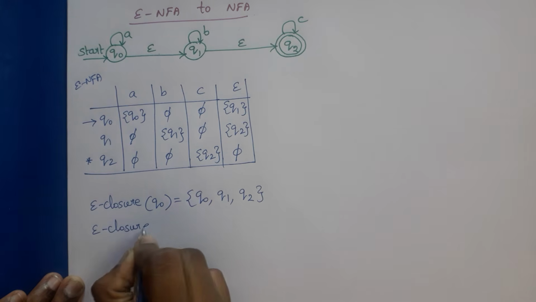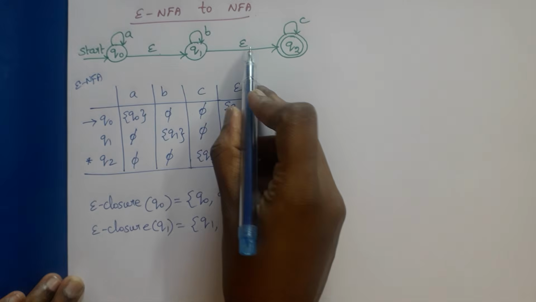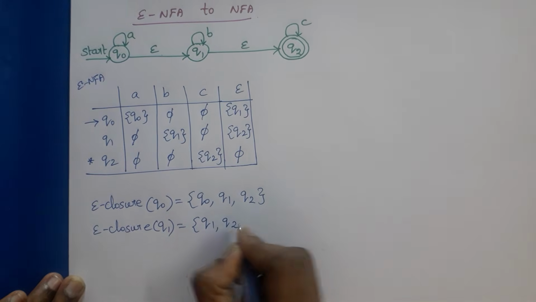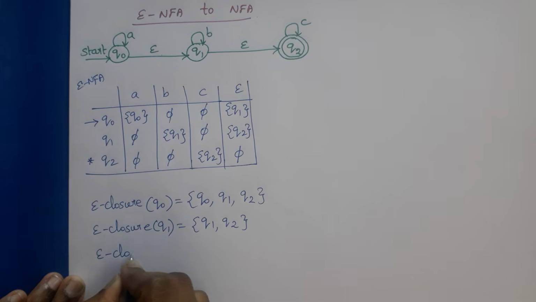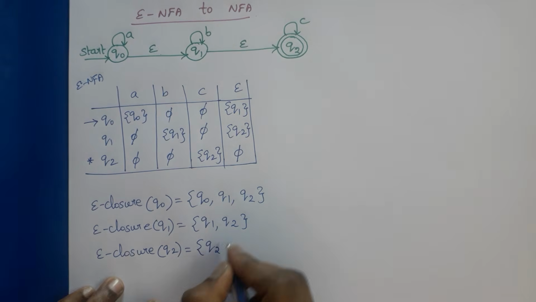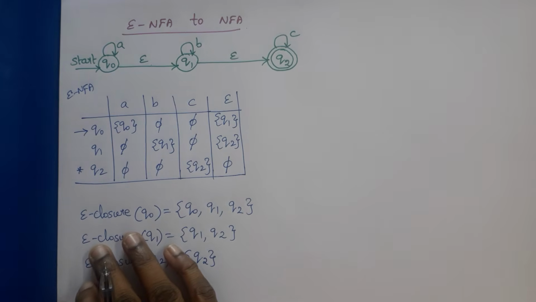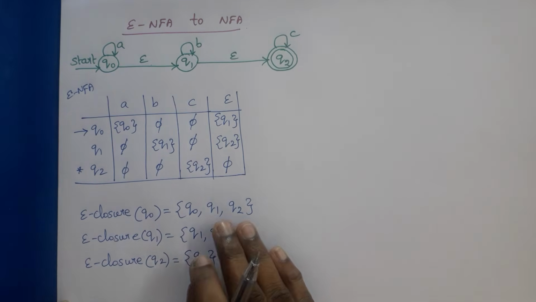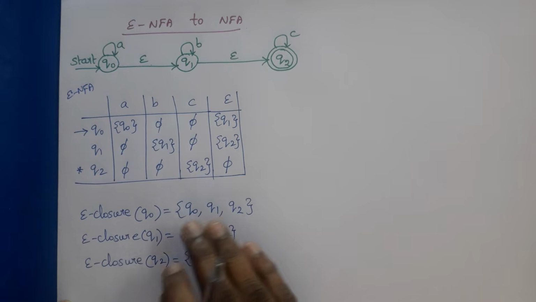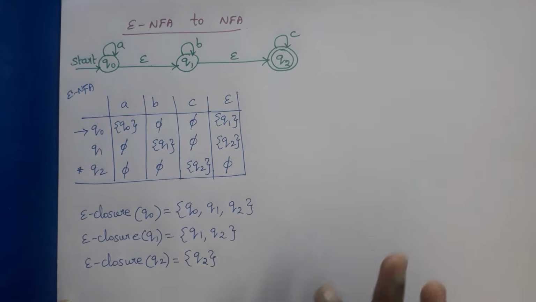Then epsilon closure for Q1 is Q1. Then from Q1, there is an epsilon transition going to Q2. From Q2, there is no epsilon transition. Then epsilon closure of Q2 is Q2. Then from Q2, there is no epsilon transition. So this is the epsilon closure for all the states. Epsilon closure means the set of states that are reachable from a particular state by following epsilon transitions alone.